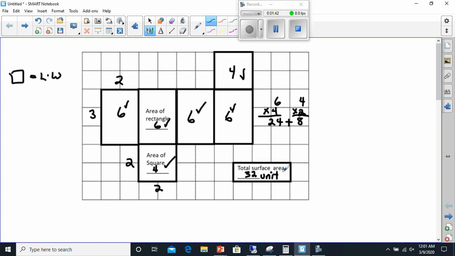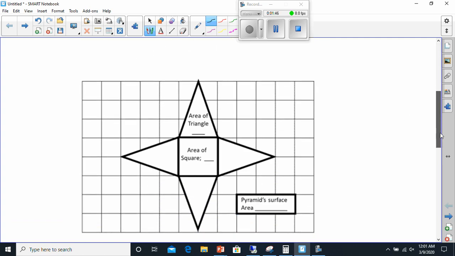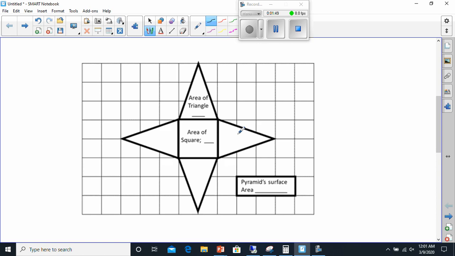And since it's a flat surface, square. All right, let's go on to the next one. Next one we see is a pyramid. I want the total surface area of this pyramid.